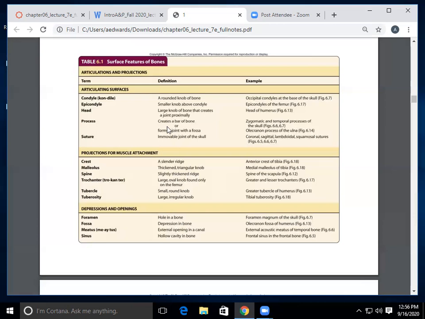Oval knobs are called trochanters. You see those on the femur. Small round knobs are called tubercles. Your humerus has a greater tubercle. Large and irregular shaped knobs are called tuberosities. Tibia has one. You also have names for openings and depressions. We don't say hole, but depending on what kind of hole it is, we give it a different name.